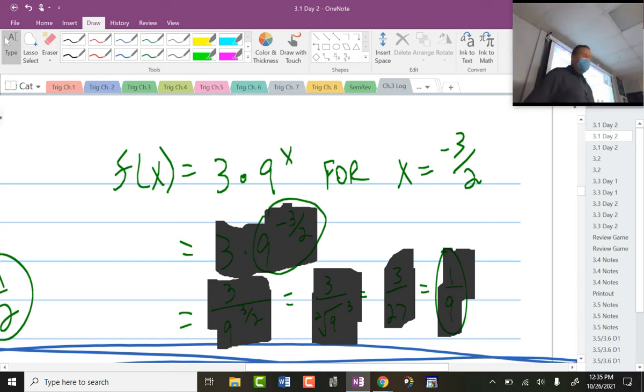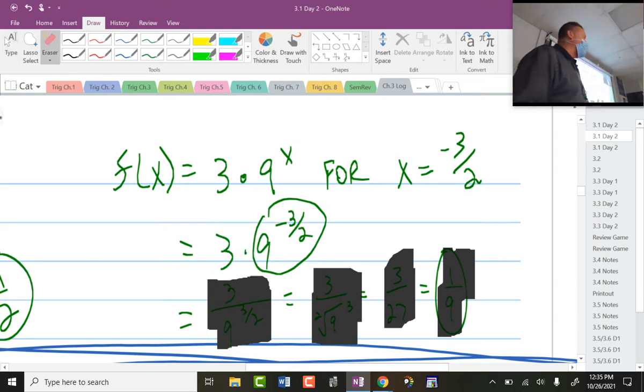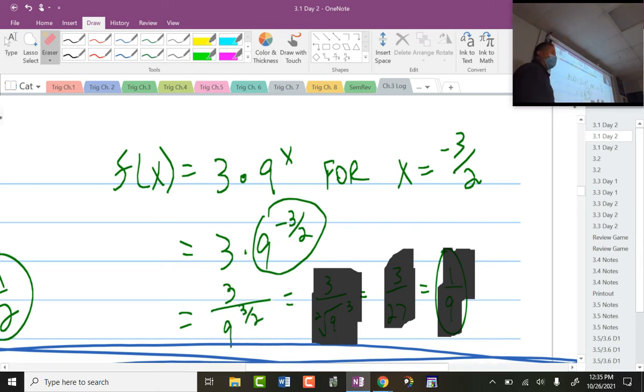So you at least know that this is what's happening, and at least know PEMDAS. I have to take care of the 9 to the negative 3 halves first. What does 9 to the negative 3 halves become? Flipped. So that becomes 1 over 9 to the 3 halves. You got it. Now watch how I write it. Don't panic on this. That does mean the same thing. It means I am dividing by that 9 raised to the 3 halves. So that's what a negative exponent means.